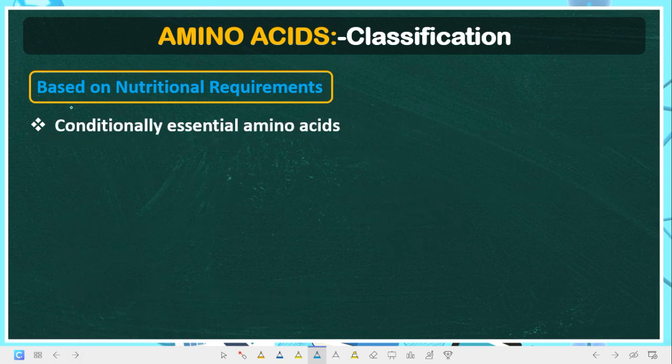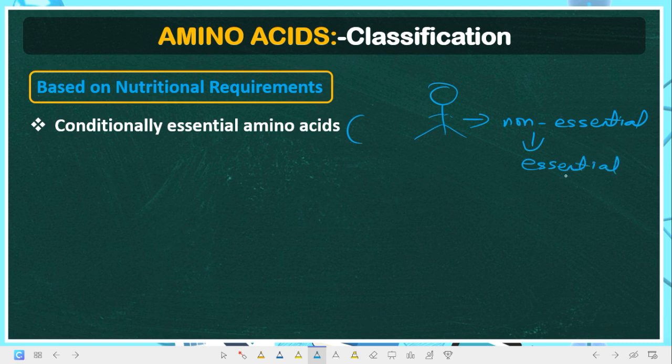Now the next one is the conditionally essential amino acid. Let us say you have a full-grown human. Now something may happen, and then those amino acids that are non-essential become what? Essential. Now, why would you think that an amino acid that was non-essential becomes essential? Non-essential means they are synthesized by the body.